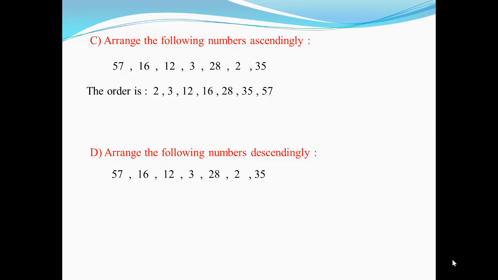Then I take 35 or 28. For sure 35, because 35 is greater than 28, and I am in descending order. So 57, then 35, then 28, then 16, then 12, then I take 3 or 2. For sure, the greater one, 3. Then the last number will be the smallest number in the given numbers, represented by digit 2. Check our answer.